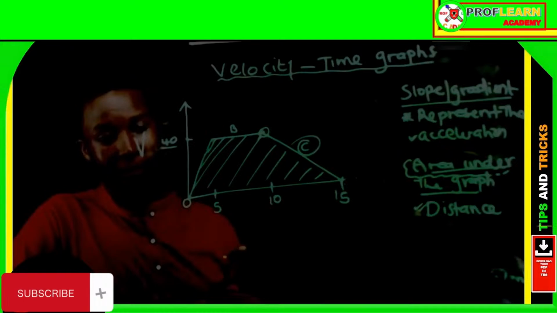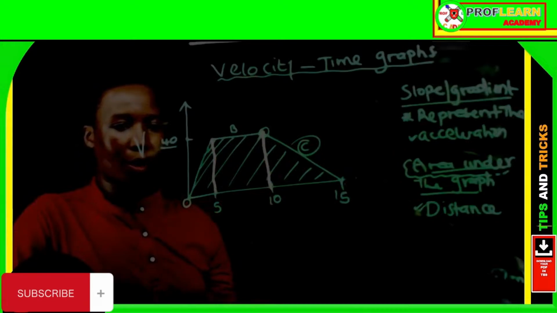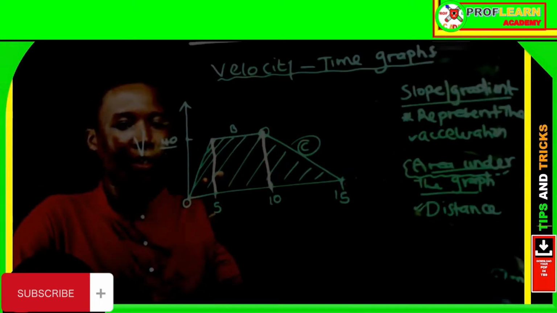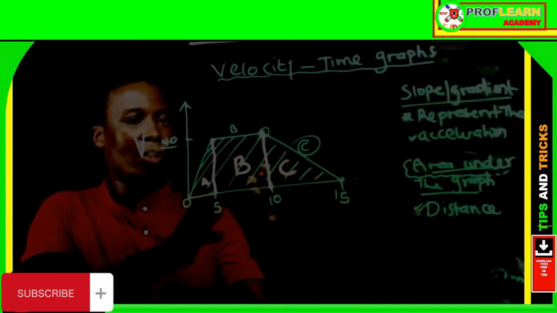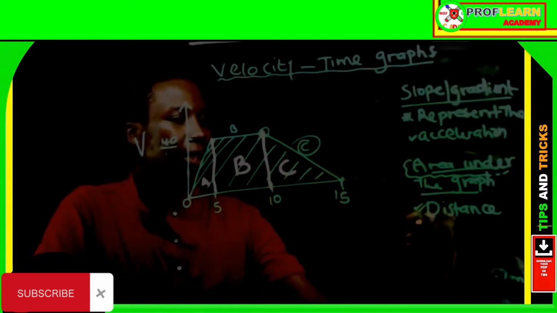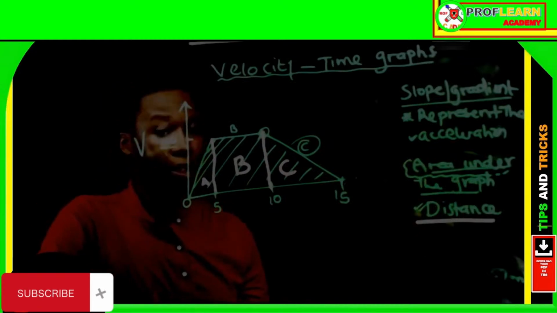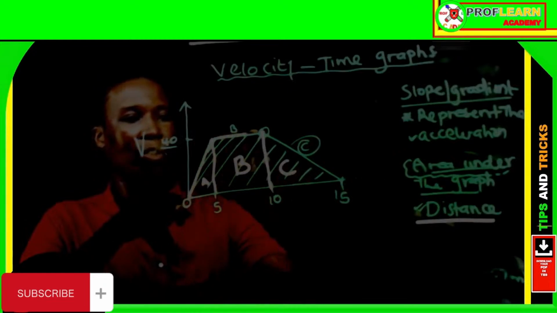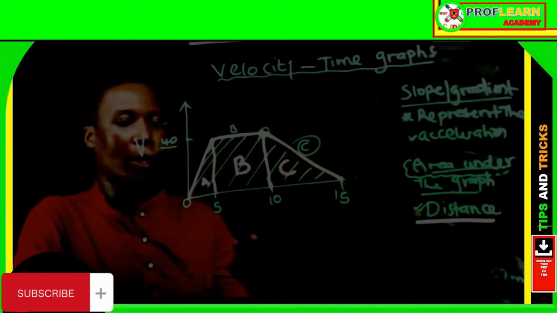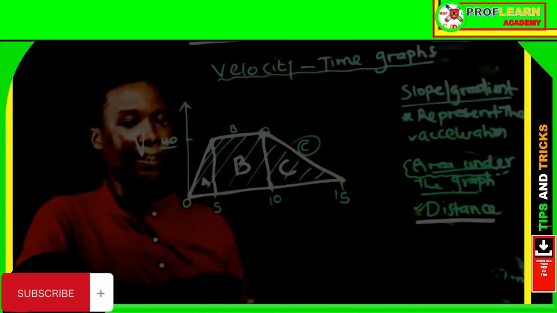Now, we have different regions. You can see we have this region here, and another region here. So we can work out the area of A, the area of B, and the area of C. We add all three areas to give us the distance covered, because the area under the graph represents distance moved by the object. Maybe you can even work out the area of this whole region using the formula of a trapezium, because this is actually a trapezium. You can use that formula and get the entire area.